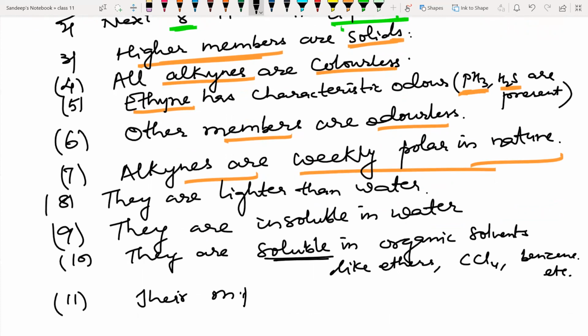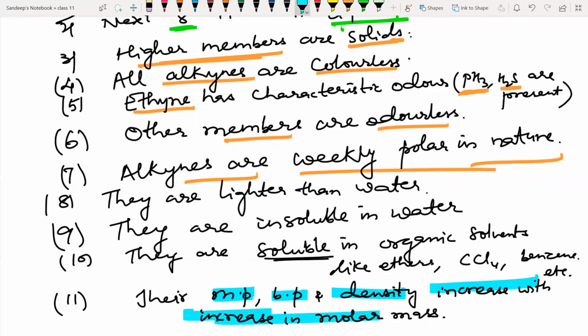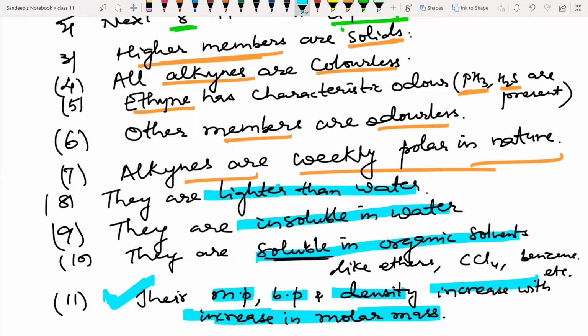Their melting point, boiling point, and density increase with increase in molar mass. So their melting point, boiling point, density, they show gradation with increase in molar mass. So as the molar mass increases, these properties also increase. They are lighter than water. Keep this in mind. They are insoluble in water, soluble in organic solvents.